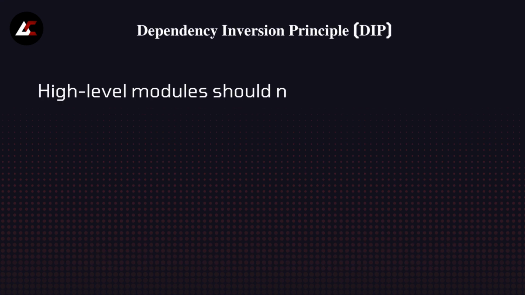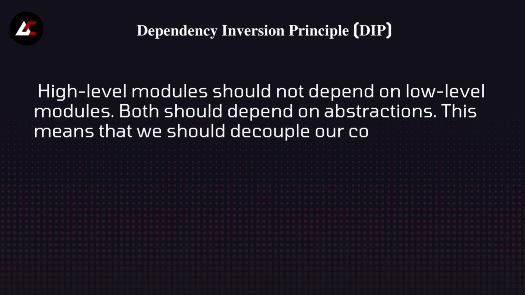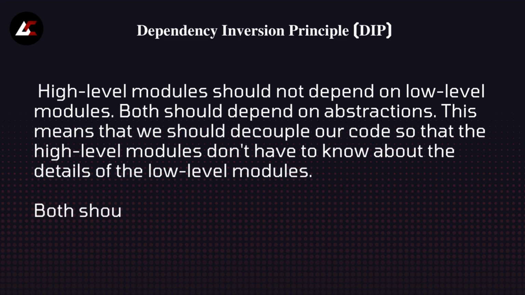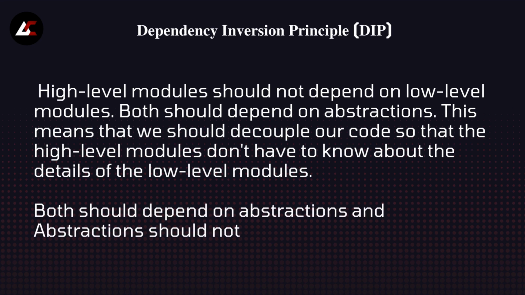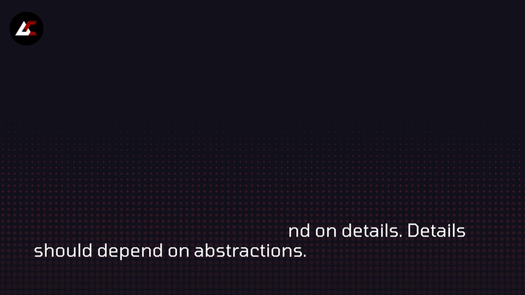Dependency Inversion Principle. High-level modules should not depend on low-level modules. Both should depend on abstractions. This means that we should decouple our code so that the high-level modules don't have to know about the details of low-level modules. Both should depend on abstractions, and abstractions should not depend on details. Details should depend on abstractions.